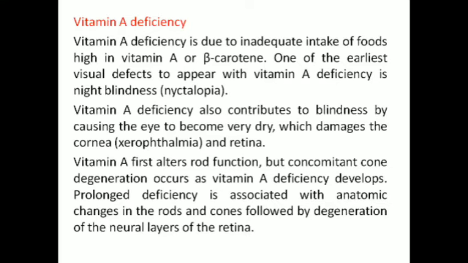Vitamin A deficiency first alters rod function, but concomitant cone degeneration occurs as the deficiency develops. Prolonged deficiency is associated with anatomic changes in the rods and cones, followed by degeneration of the neural layers of the retina. So we can see vitamin A deficiency is really a serious deficiency, which is mainly found in developing countries where there is malnutrition in the children.